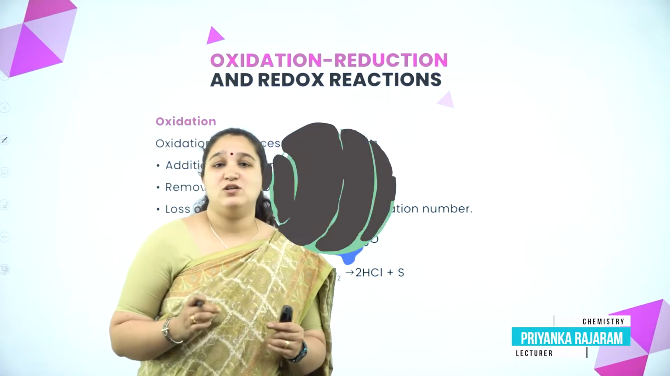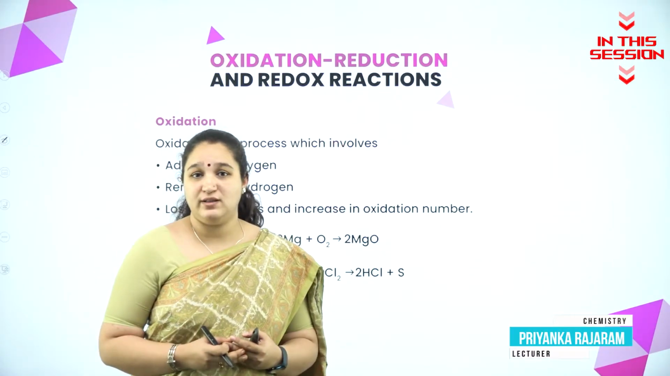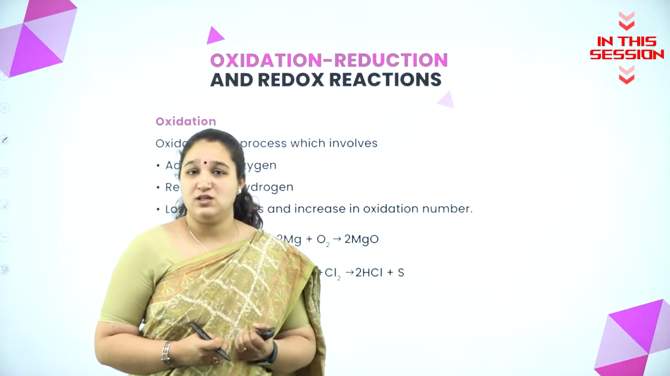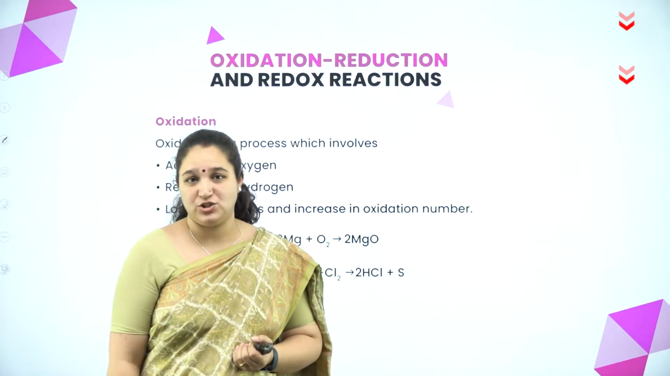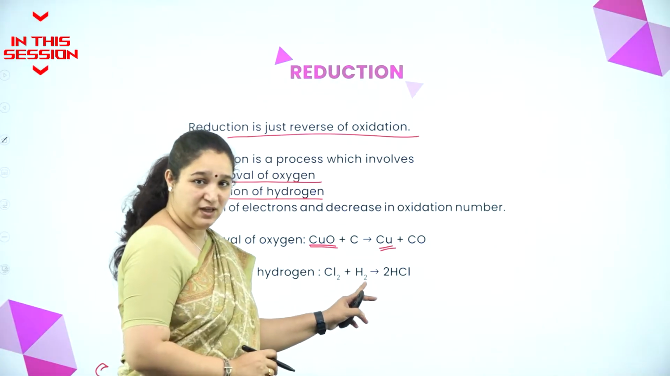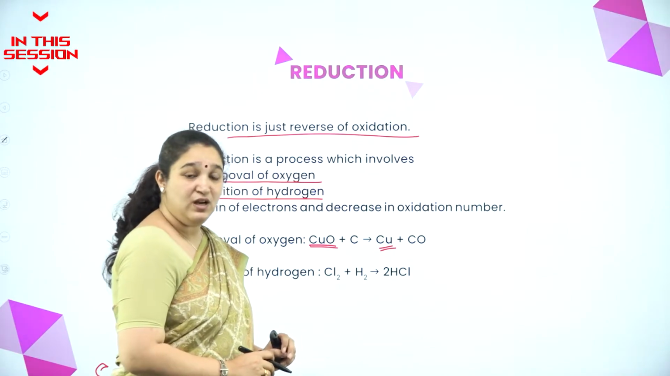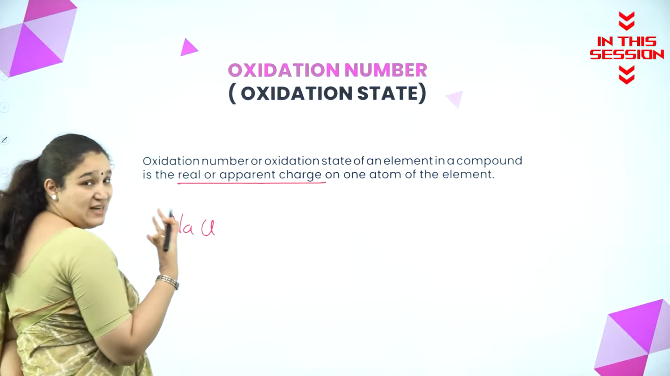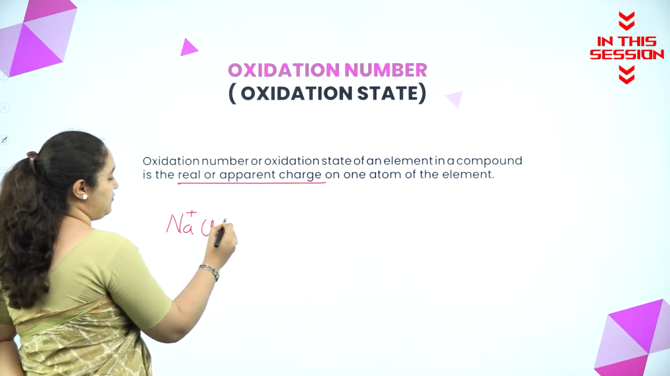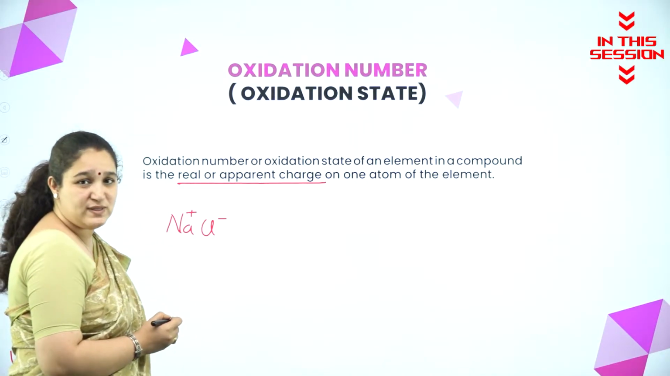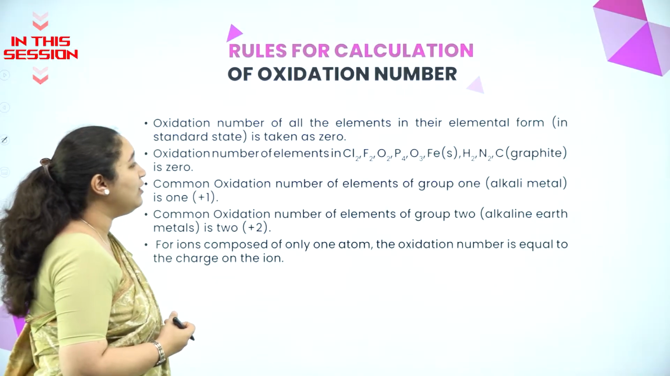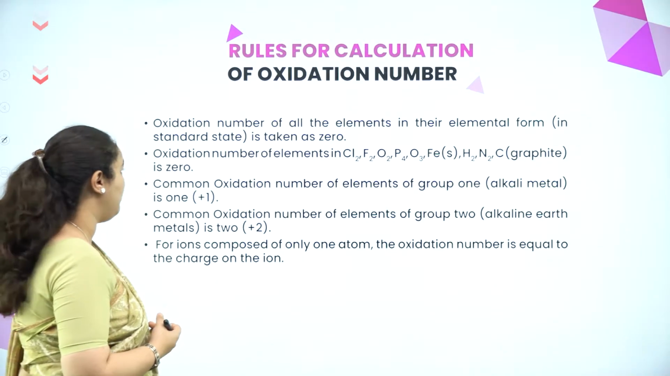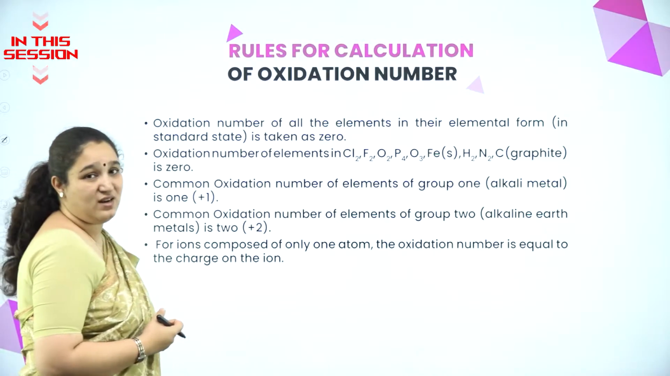To understand redox reaction, you should understand the terminologies what is oxidation and what is reduction. Chlorine reacts with hydrogen to form HCl. Now, hydrogen is getting added up in sodium chloride salt. It's an ionic salt. Sodium has got +1 charge, chlorine has got -1 charge. Oxidation number of all the elements in their elemental form in standard state is taken as 0.